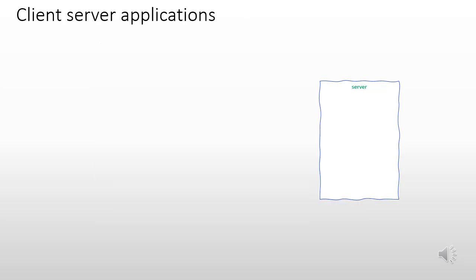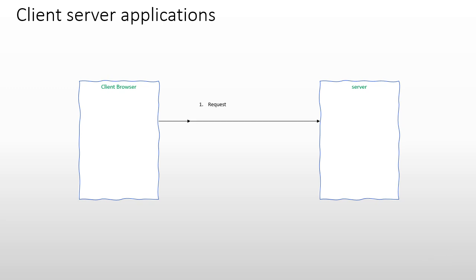In a client server model, we need a server to host the server side application. We need a client to run the client side application and access the server. A client sends a request to the server using a network. The server processes that request and then sends the response back.